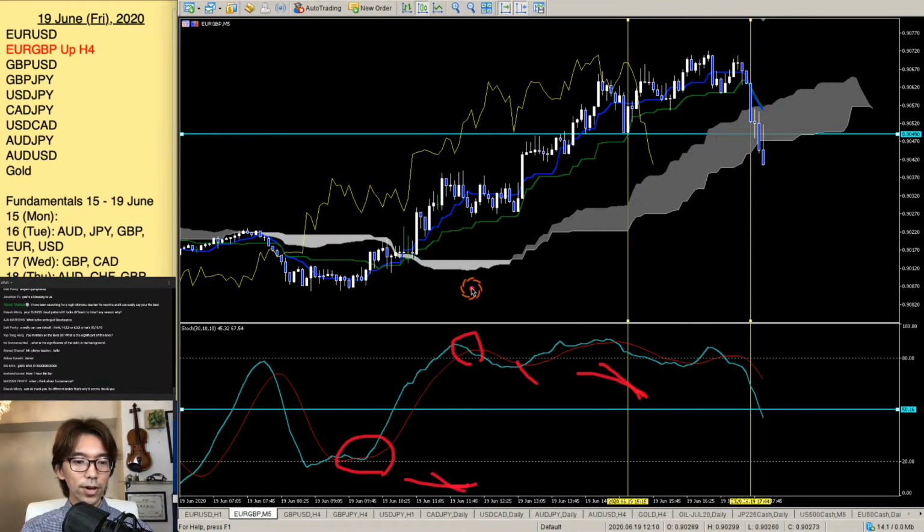But don't forget to follow the trend, right? Don't forget to capture the trend. So in this case, the price has been going upwards this way. So we only look for the buy chance, right?